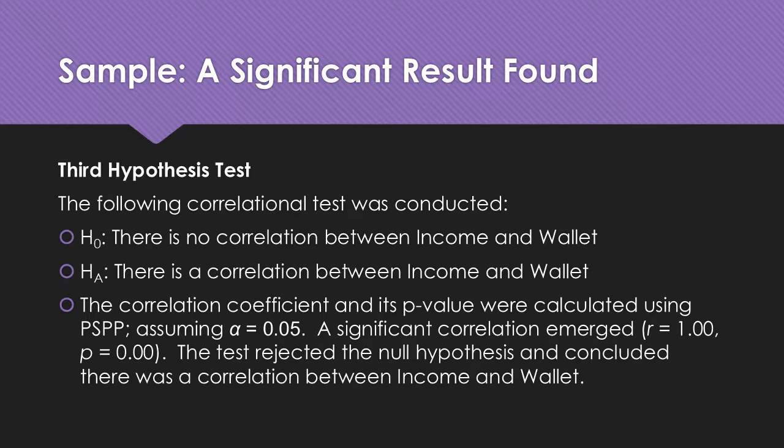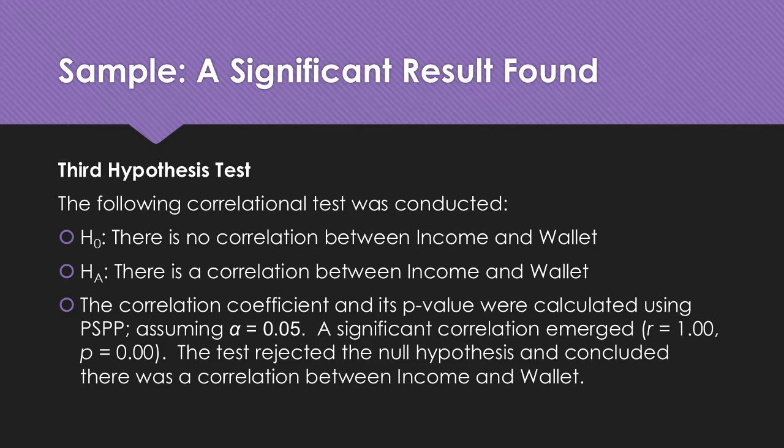The third hypothesis test was to find a correlation between personal income and wallet. Again, wallet means the amount of currency someone has in their wallet or purse. The null hypothesis states that there is no correlation between income and wallet. The alternate hypothesis states that there is a correlation between income and wallet.